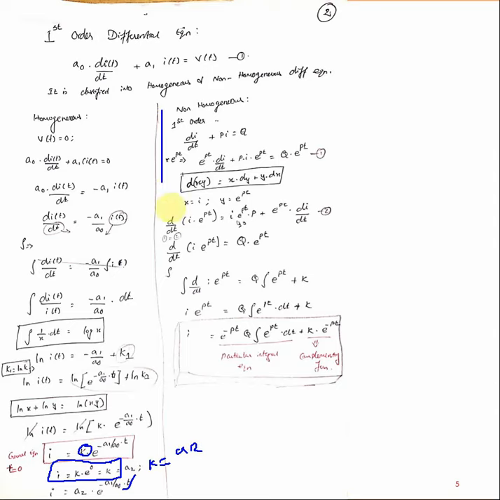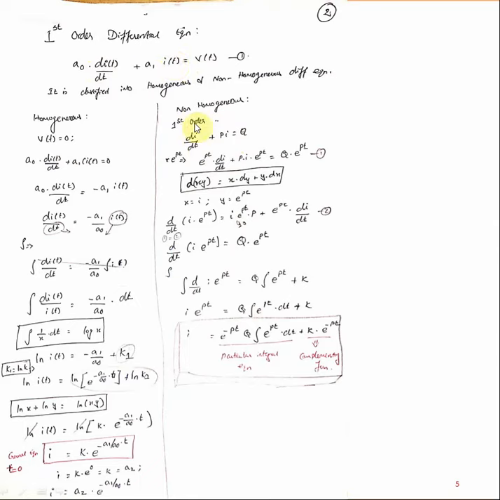So you will complete learning about the homogeneous. What about the non-homogeneous? Non-homogeneous means you are going to do a comparison. See here: a naught dot di by dt plus a1 dot I of t is equal to v of t. This is a non-homogeneous first order equation. What is a first order equation? di by dt plus pi is equal to q.